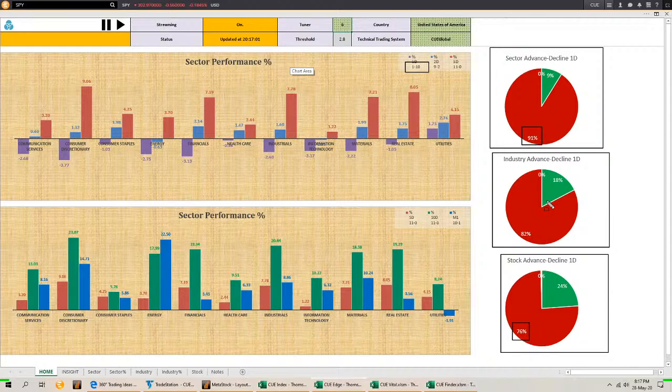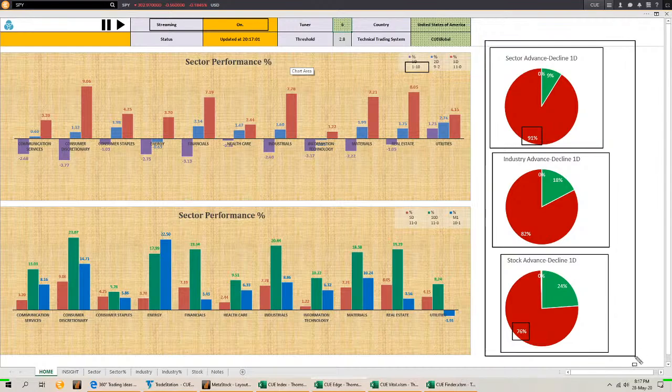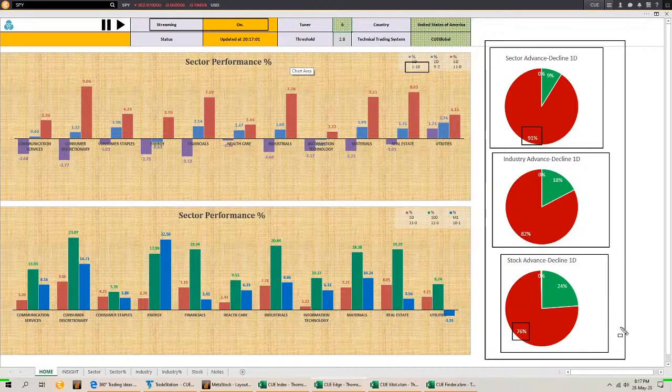But if you kept it running, and I always keep this program running throughout the day in streaming mode, QH, you could see that all these breadth graphs were bearish. They were more bearish than bullish. I think today it never became more than 50% green. It was always more than 50% red for sector, industry as well as stocks.